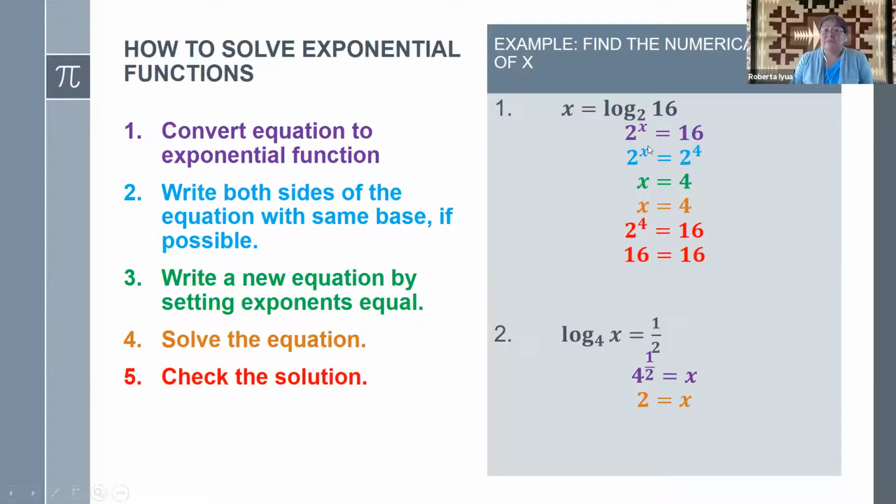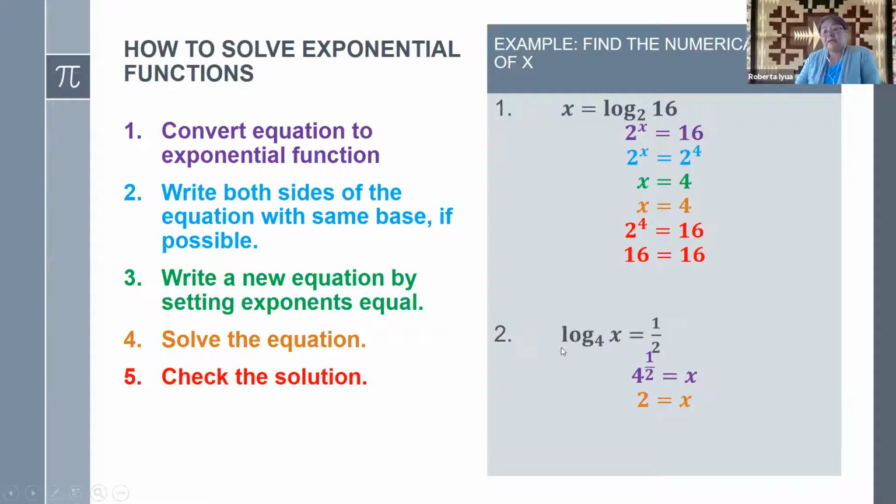Since your bases are the same, you're just going to equate your exponents to each other. So x equals 4. So your answer is x equals 4. We put that 4 back into 2 raised to the x equal to 16, and you get 2 to the 4 equal to 16. You get 16 is equal to 16.